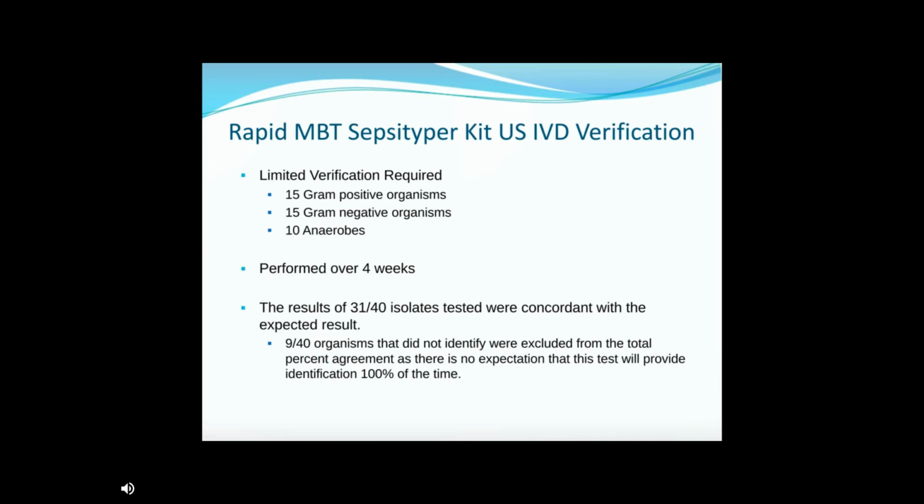We had 31 of 40 that were concordant with the expected results, but 9 of those 40 did not give us an identification. So we excluded those from our data, as there is no expectation that this test will provide identification 100% of the time. Therefore, our scores were above that 70% again.